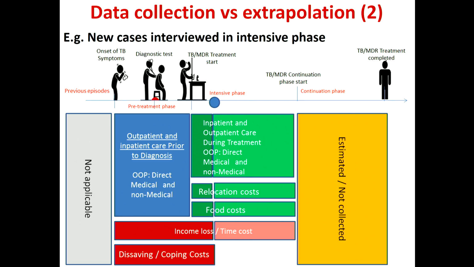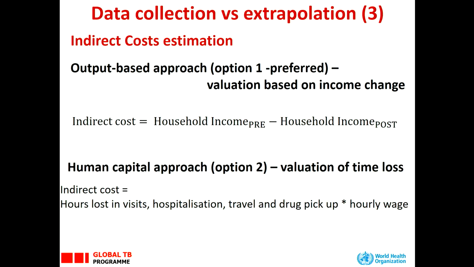And the part that you see in yellow is the continuation phase. So we are not going to collect directly from the patient in the intensive phase what he thinks he's going to be spending during that phase. We are actually going to extrapolate based on the data from other patients. The indirect costs are measured in two different ways. I already explained before, so I'm not going to go into more detail, but basically these two approaches might lead to very different estimates of the indirect costs. So in each country, we need to see what is more appropriate.